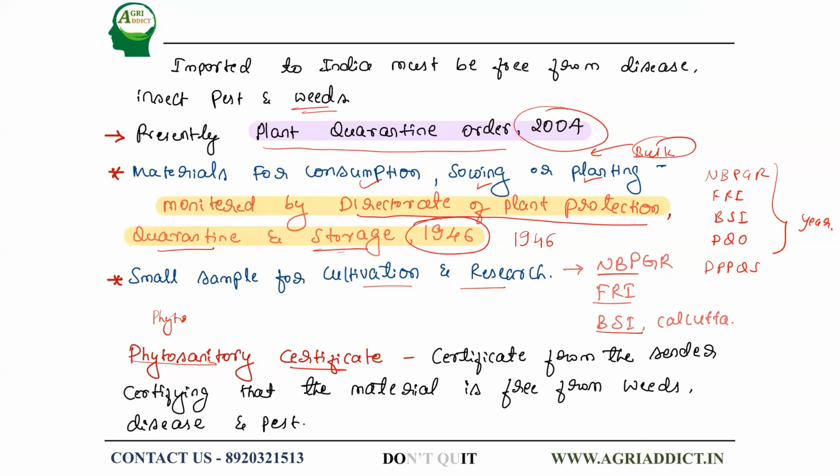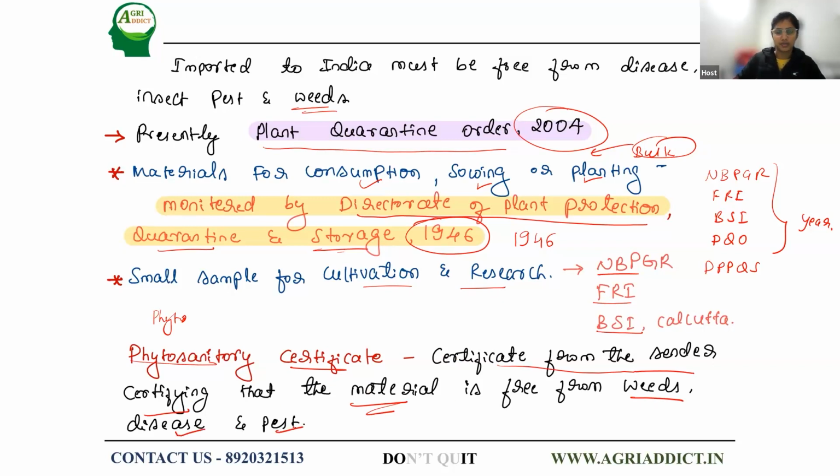What does this phytosanitary certificate say? The materials are safe for the introduction. Yeah, it will say that the material is completely safe for the introduction into a new area. It is a certificate from the sender certifying that the material, whatever he is sending, is free from any kind of weed seed or associated disease and pest. That is what the phytosanitary certificate will say. So it is very important for the introduction purpose.